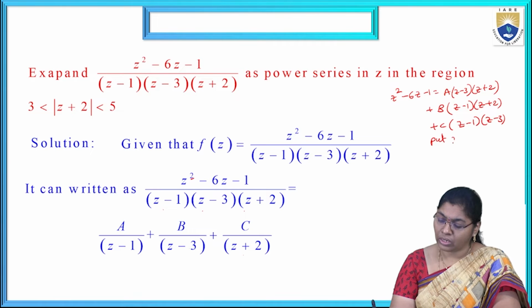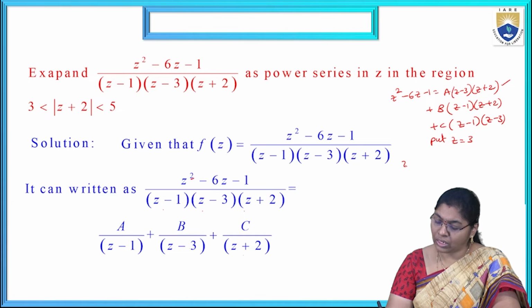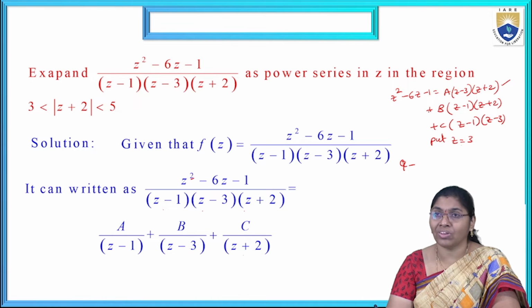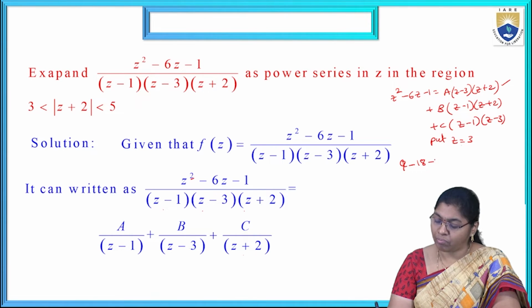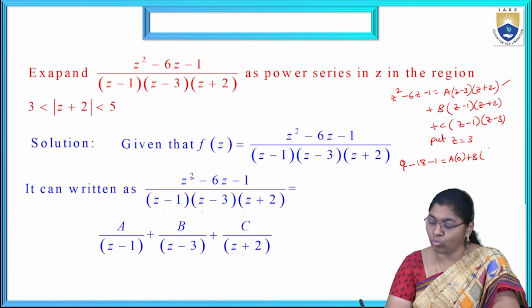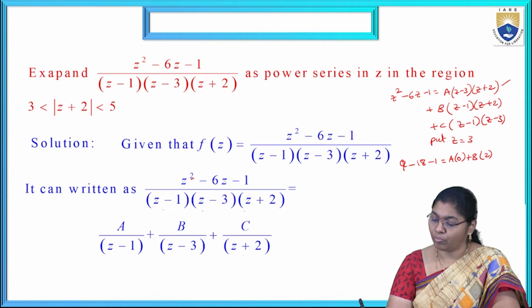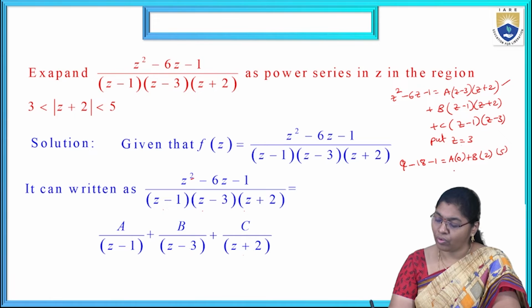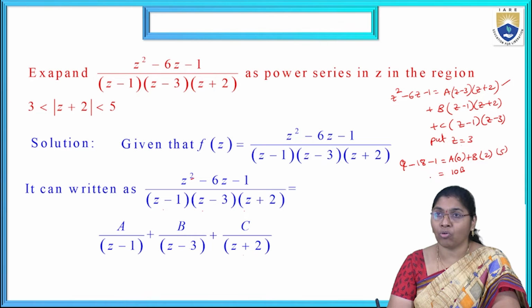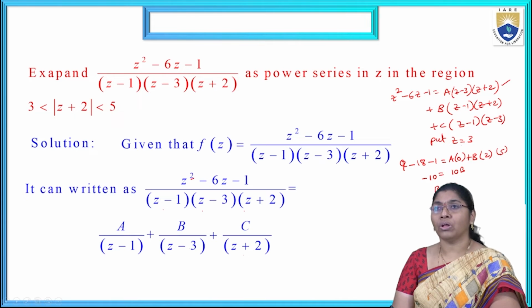Put z equal to 3. Z square means here 3 square, that is 9. 9 minus 3 into 6, 18, minus 1 equals this term. A into 0 plus b into (3 minus 1) 2 into (3 plus 2) 5, and c term is also 0. Only this one: 10b equal to 9 minus 18 minus 1, that is minus 10. So 10b equals minus 10, b equal to minus 1. We can solve like this.